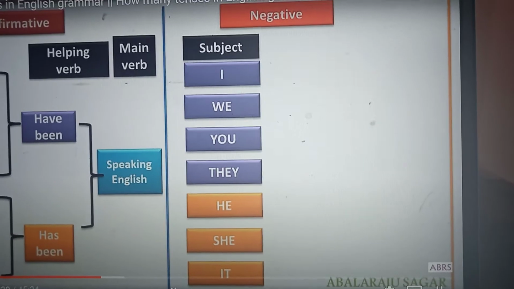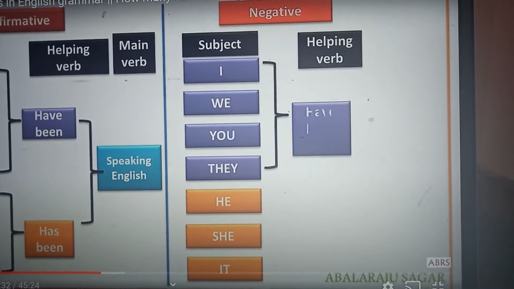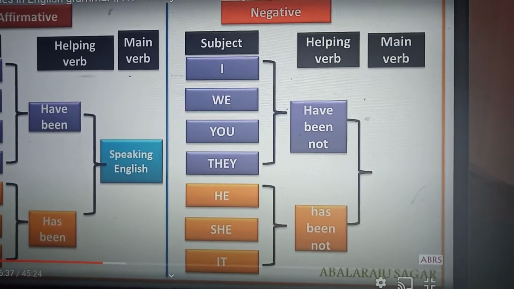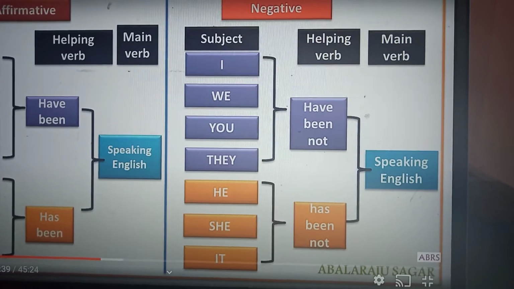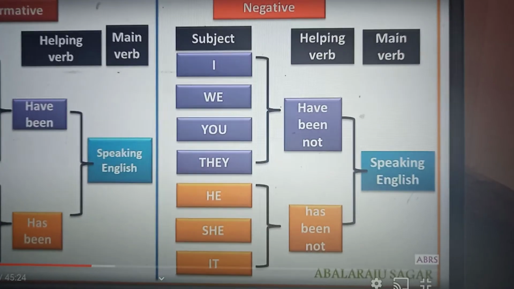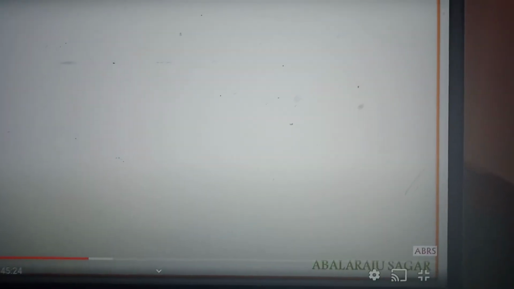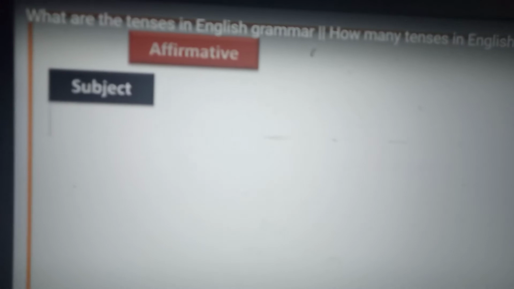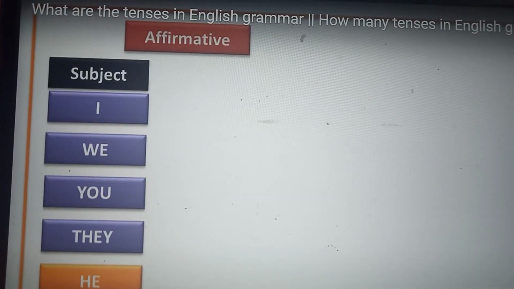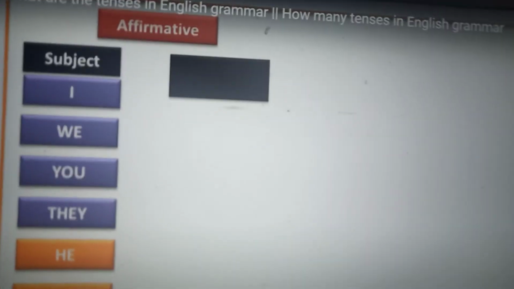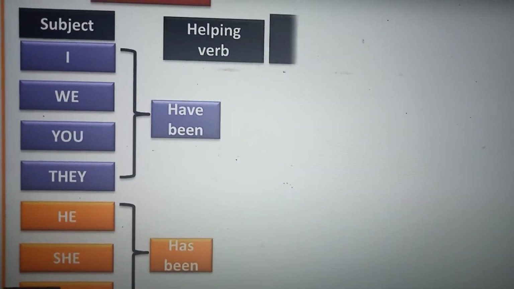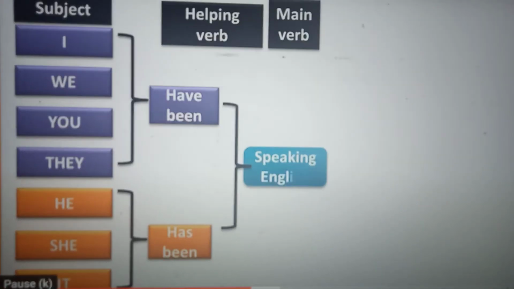Here they are telling about negative sentences. He has not been speaking English. I have not been speaking English. You have not been speaking English. They have not been speaking. I plus helping verb, have been. You have been. They have been. He has been speaking English.